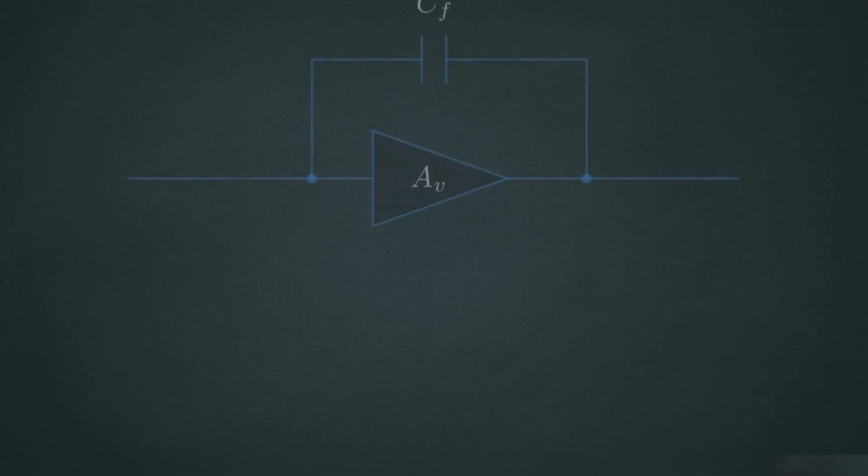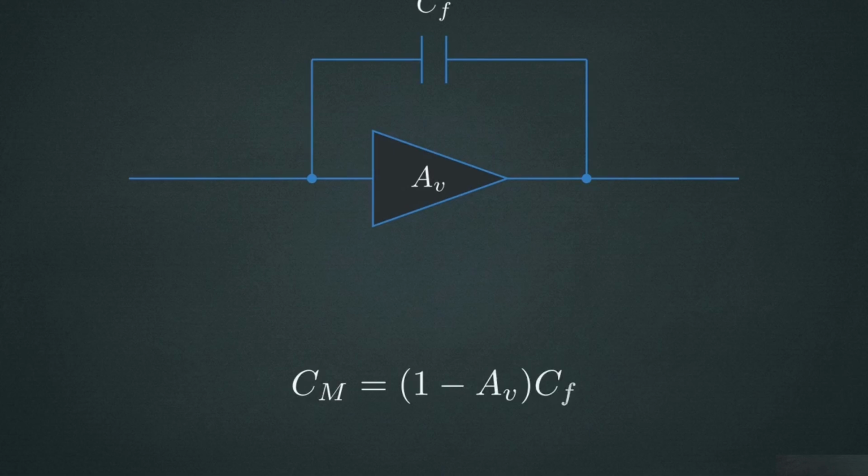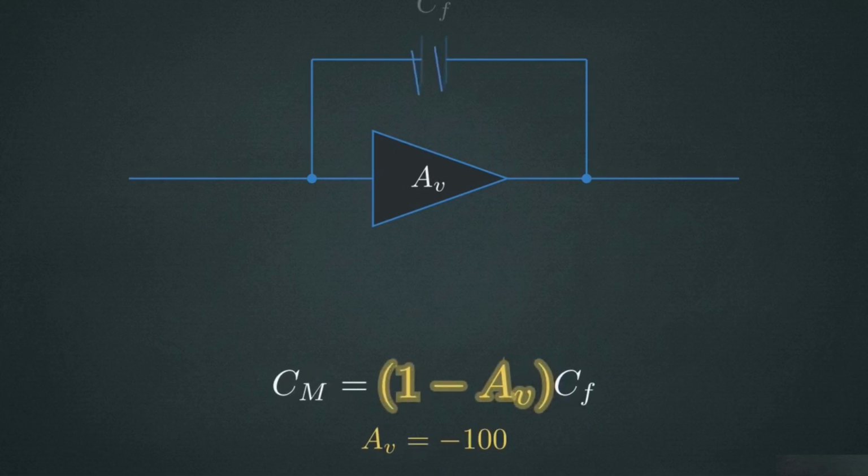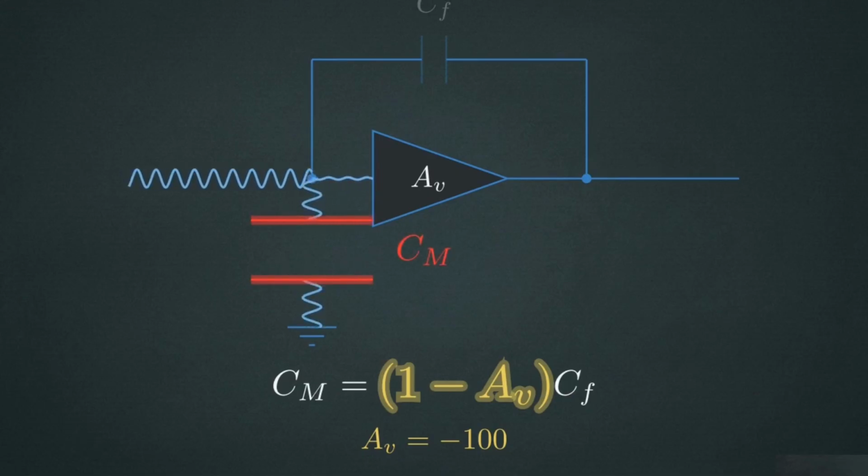Since this is an inverting amplifier, the gain is negative. The math proves a severe consequence. The Miller effect takes a tiny parasitic feedback capacitance and multiplies it by the amplifier's total gain, creating a massive virtual capacitor that chokes high-frequency signals.